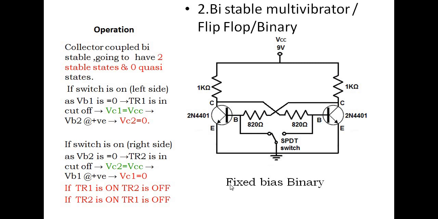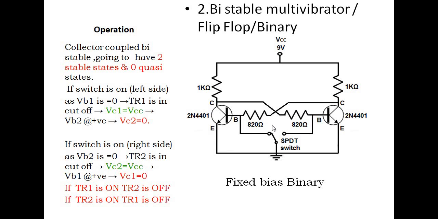This is one flavor of the bistable multivibrator, the fixed bias binary. The bistable multivibrator is also called a flip-flop or binary. It has two stable states. Two stable states means if the output is high, it remains at the high state forever, as long as the supply is there. If the output is low, as long as no triggering is applied, the output will stay at the low state. So that is two stable states and zero quasi-stable states.